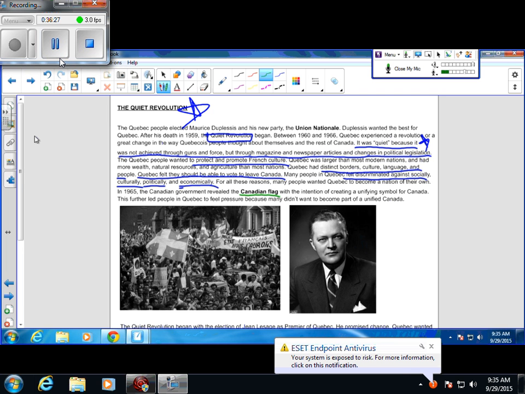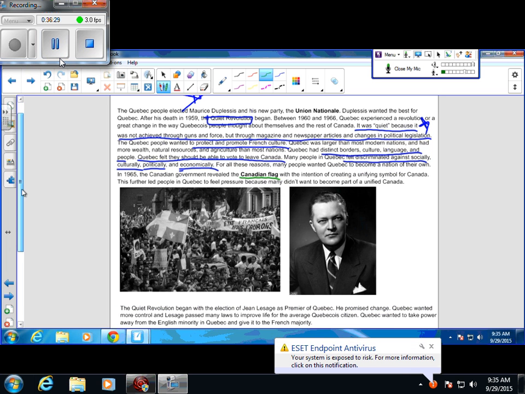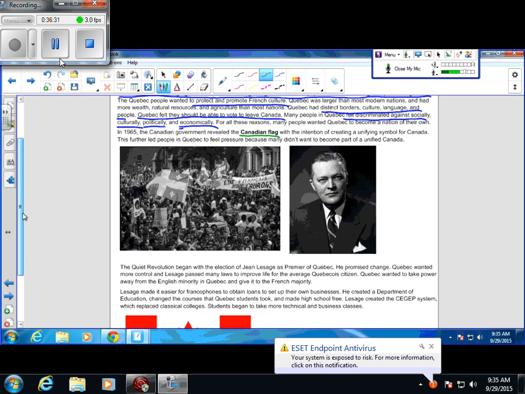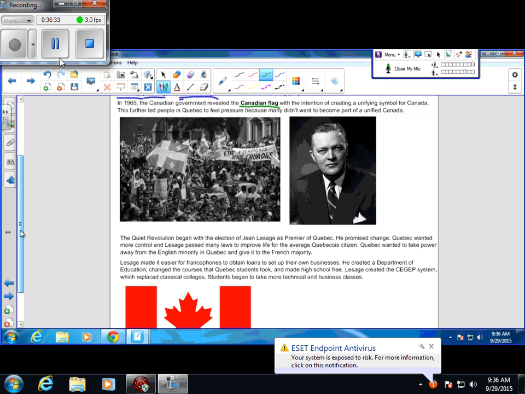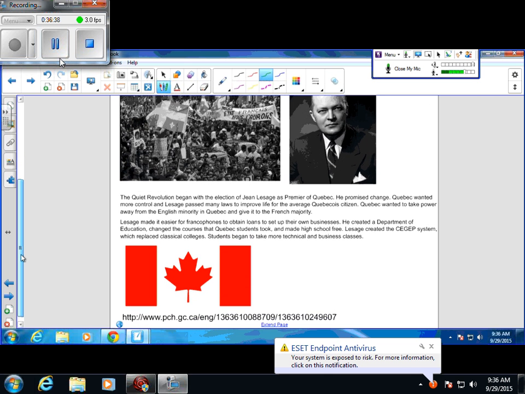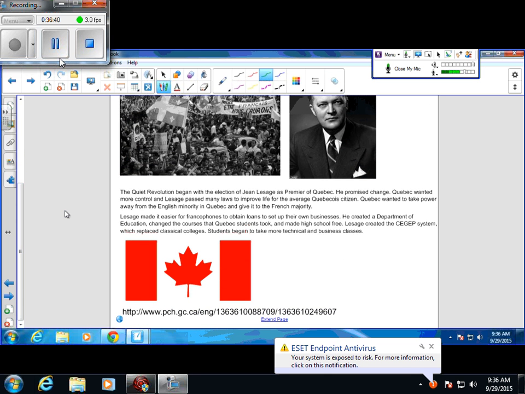All right, moving along. The Quiet Revolution started with the election of John Lesage. Put his name down. He was the premier of Quebec. This fella right here.